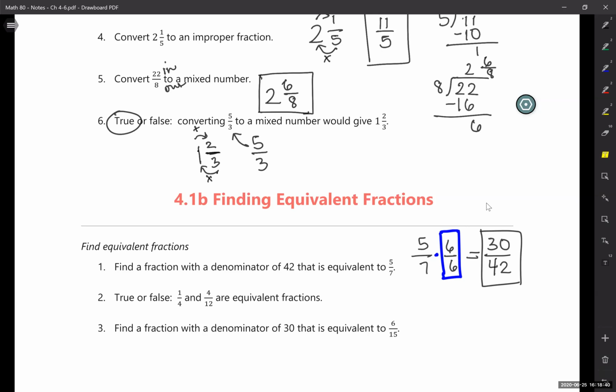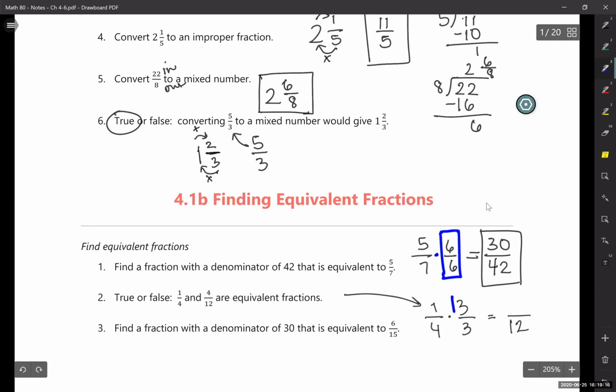So next up, true or false, 1/4 and 4/12 are equivalent fractions. If you are good at reducing and you're very comfortable with that, maybe you want to reduce the 4/12 and see if that's true. But I'm just going to continue on like we did on the last problem. I'm going to say 1/4. What would I multiply that by to have that 12 on the bottom? Well, it has to be the same number on top and bottom. And I know 4 times 3 is 12. So I'm going to multiply this by 3 over 3.